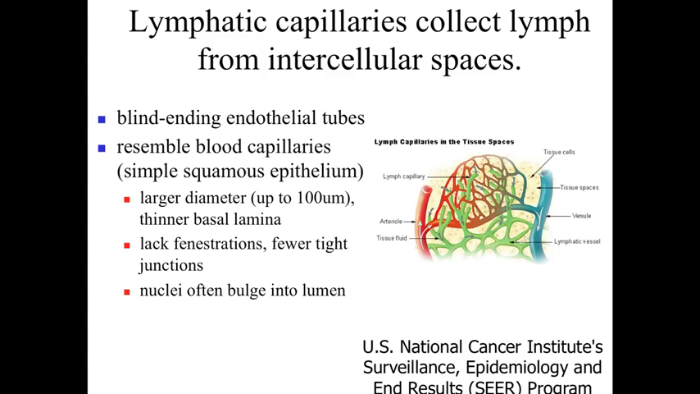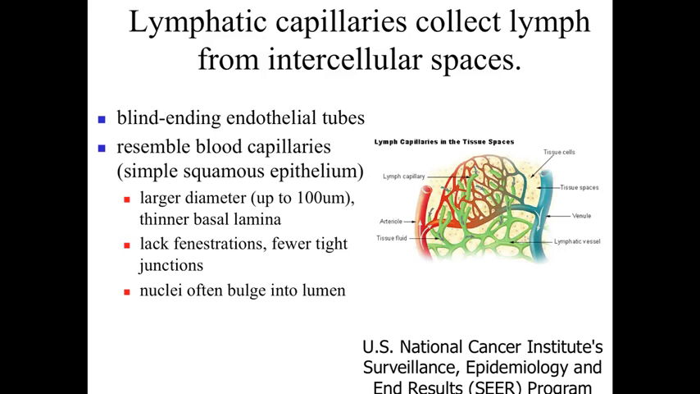If you start looking at this, out in the periphery are going to be the lymphatic capillaries, and they're going to be collecting the lymph from the intercellular spaces, the spaces within the tissue, that excess tissue fluid. These are blind-ended endothelial tubes, the same thing, in essence, as capillaries. They're going to be lined by a simple squamous epithelium, but in comparison to the cardiovascular system capillaries, the lymphatic capillaries are going to be much larger in diameter.